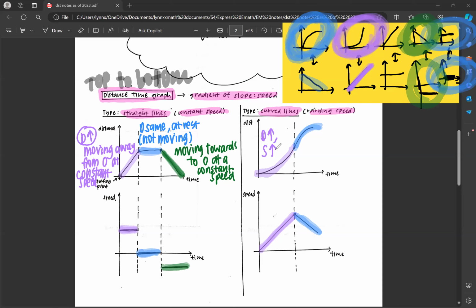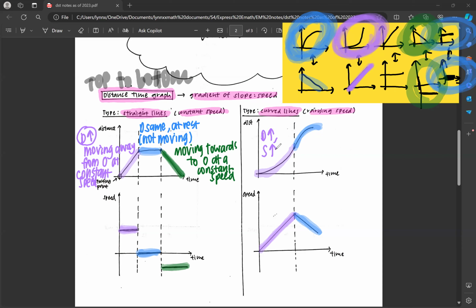How to find speed from a distance time graph? How do you find speed from a distance time graph? Guys, the answer is on the screen. Look at the screen. The answer is on the screen. How do you find speed from a distance time graph? Physics students, you all should know, especially Chauncey.